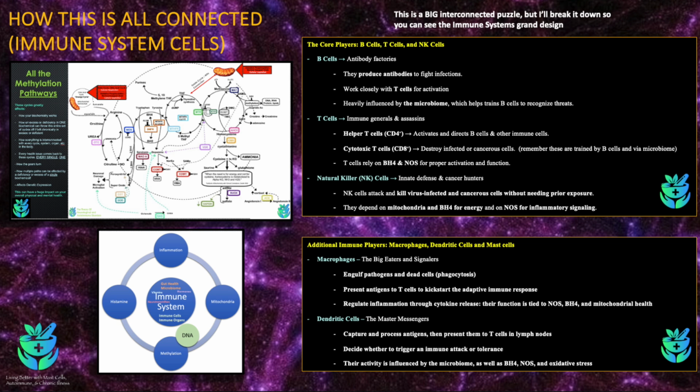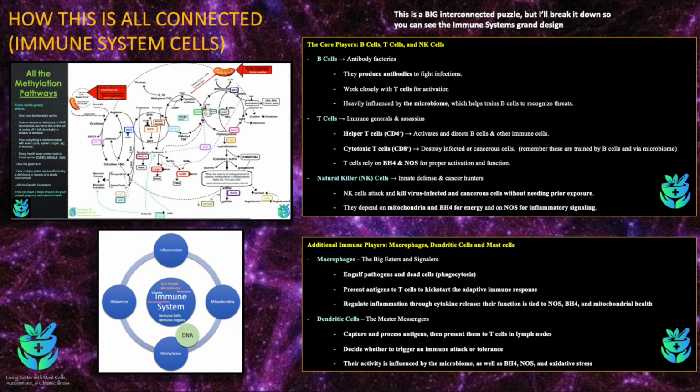Natural killer cells attack and kill virus-infected and cancerous cells without needing prior exposure. They depend on mitochondria and BH4 for energy and on NOS for inflammatory signaling. Additional immune players are the macrophages, dendritic cells, and mast cells.